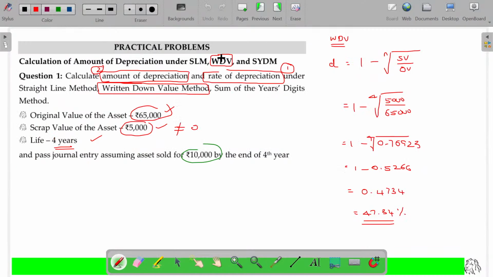So in case of WDV method, you have to follow this formula. Rate of depreciation is equal to 1 minus nth root of scrap value by original value. In this illustration, the scrap value is 5,000, original value is 65,000, and life being 4 years. I substitute these values here. After calculating, you get the rate of depreciation being 47.34%.